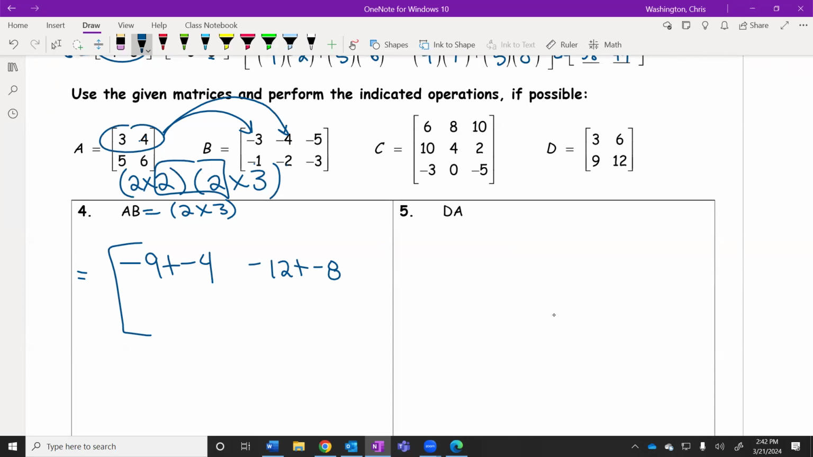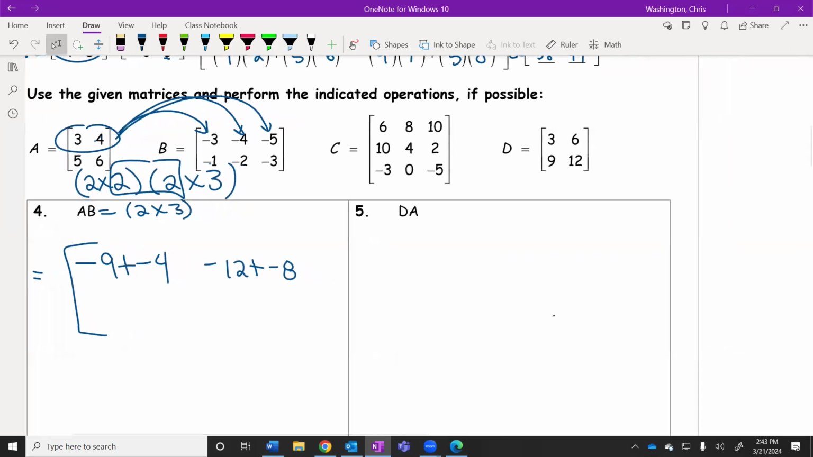Now we're gonna do the same row, same game, times the third column, which represents the third day, if we're using that same scenario. So 3 times negative 5 is negative 15, plus 4 times negative 3 is negative 12. And that would be it for the first row. We've multiplied the first row by all 3 columns.